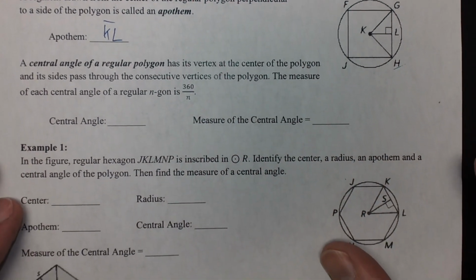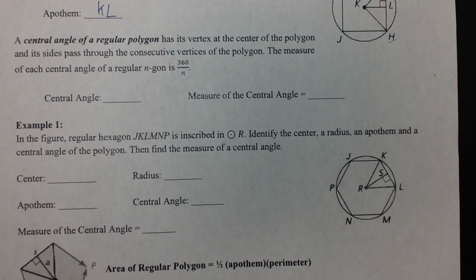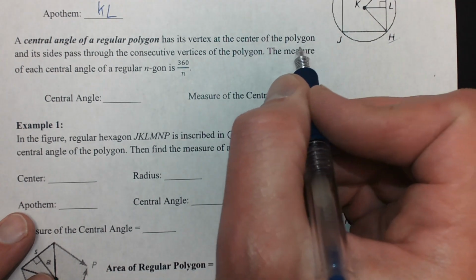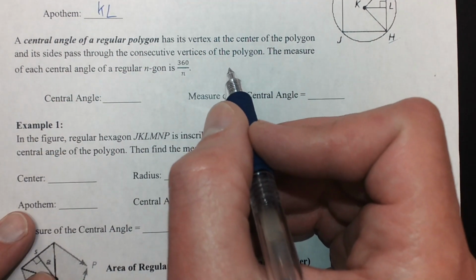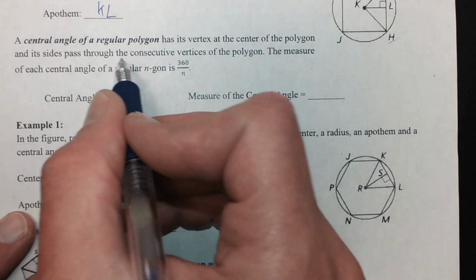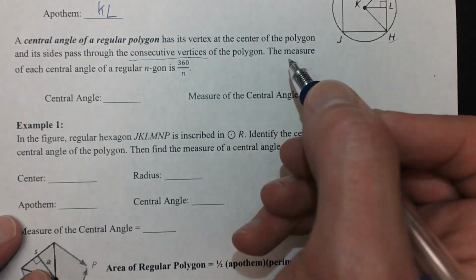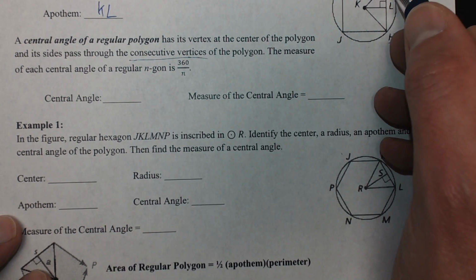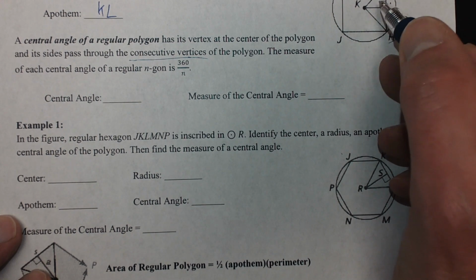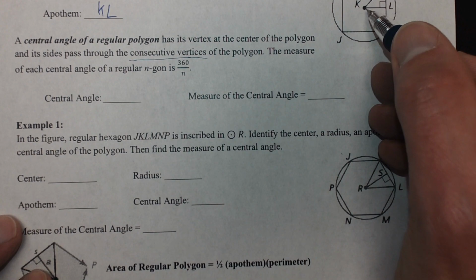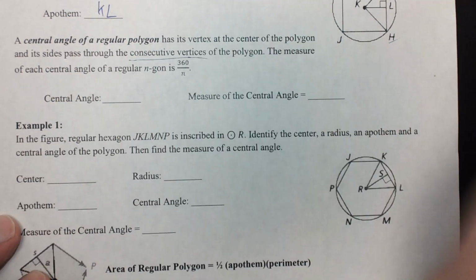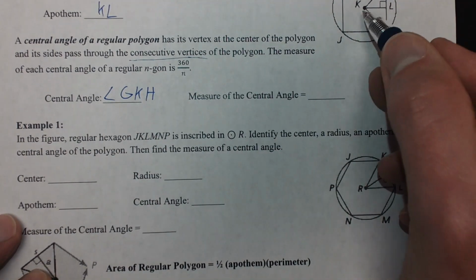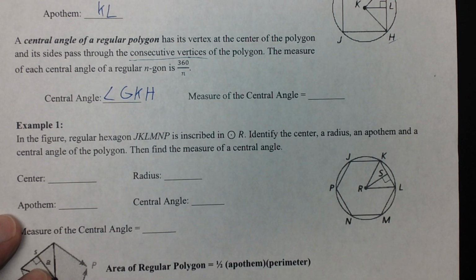Okay, so moving on, we have a central angle of a regular polygon, and this is really just the same as it would have been for a circle. It has its vertex at the center of the polygon, and the only difference is, for a polygon, the sides of the angle need to pass through consecutive vertices of the polygon. So we have a central angle right here, because G goes through one vertex of the square, and then the very next vertex is H. So angle GKH is an example of a central angle of the regular polygon.